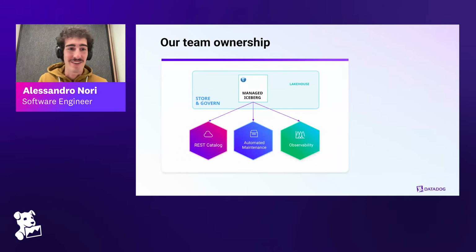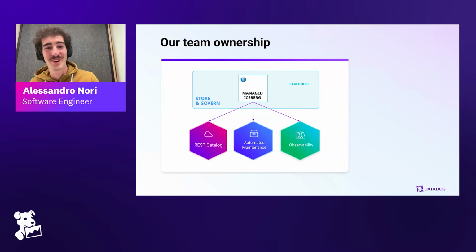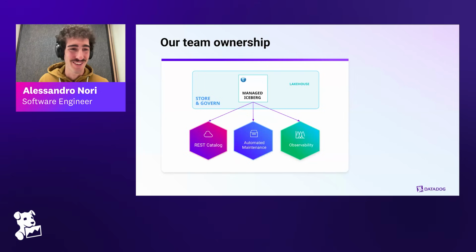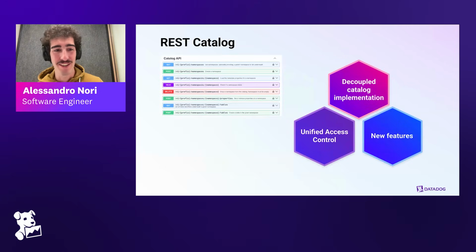And since we deliver managed Iceberg as a platform, our main areas of ownership include a REST catalog, automated maintenance for keeping the tables we manage healthy, and finally table observability, because we are Datadog, so we should monitor everything. But let me spend a moment expanding on each of these areas. So the first one, REST catalog. But what is a catalog in Iceberg?